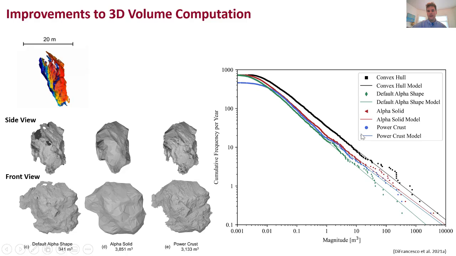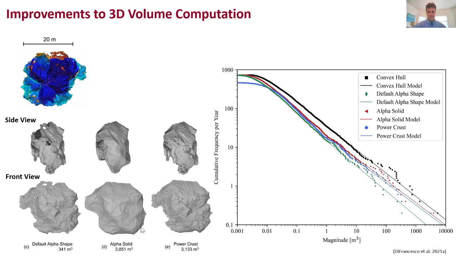And we can see that the 3D algorithms that we use can have a drastic impact on the magnitude frequency relation that we determine, as well as the hazard that we quantify from it. And so we've come up with a robust method of using this power crust algorithm, which is able to reconstruct very detailed meshes from point clouds for larger objects, while we use this other algorithm for smaller objects where there isn't as much opportunity for geometrical complexity.